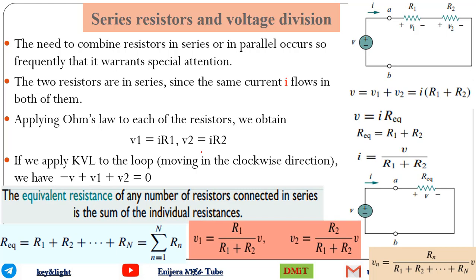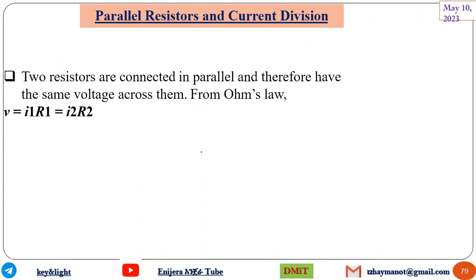V1 is equal to R1 over R1 plus R2 times the source voltage, and V2 is equal to R2 over R1 plus R2 times the source voltage. So for n amount of voltage, Vn is equal to Rn times V divided by the equivalent resistance. What about the parallel one?